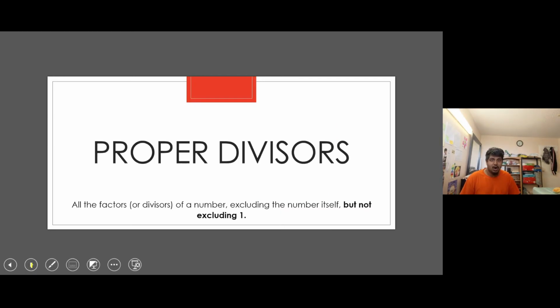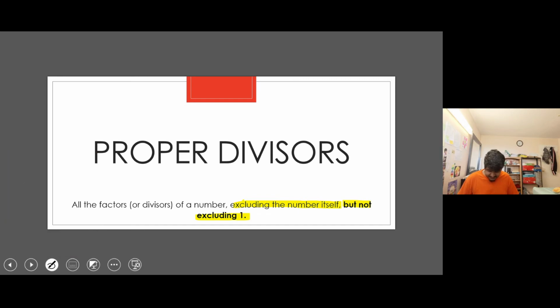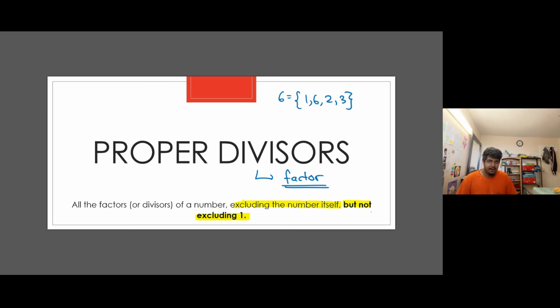Proper divisors are all the divisors of a number, excluding the number itself, but not excluding 1, right? So let me give you an example of a proper divisor. Let's just take 6. By the way, another term for divisor is factor, so we'll use those two terms interchangeably. The factors of 6, pretty easy, are 1, 6, 2, and 3. I've put them in pairs here.